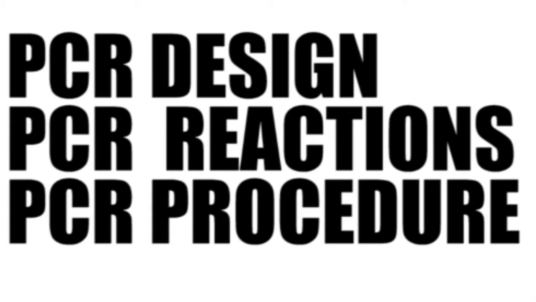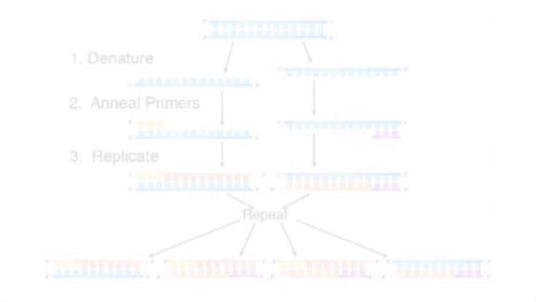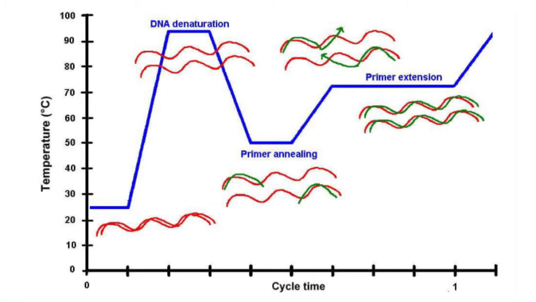Now procedure. How do they work? PCR amplification cycles consist of three basic steps: denaturation, primer annealing, and extension or polymerization. Denaturation. First step, the template is heated at 94 degrees C for 1 minute or up to 5 minutes. At a high temperature, the double-stranded DNA becomes single-stranded DNA.